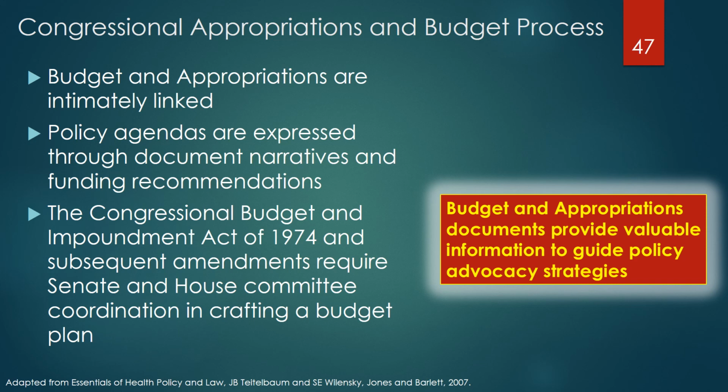The Congressional Budget and Impoundment Act of 1974, along with other subsequent amendments to that act, defines a process that requires coordination and collaboration of several congressional committees in crafting an overall budget plan.